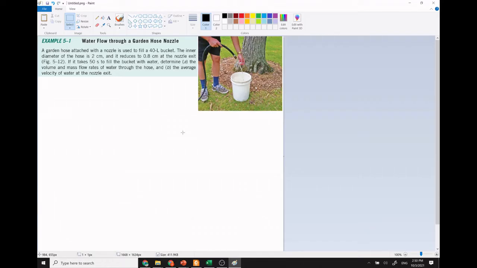Okay, so let us look into this example 5.1. Water flow through a garden hose nozzle. A garden hose attached to a nozzle is used to fill a 40-liter bucket. So this is the bucket here. This bucket has to be filled up. This is a 40-liter bucket.